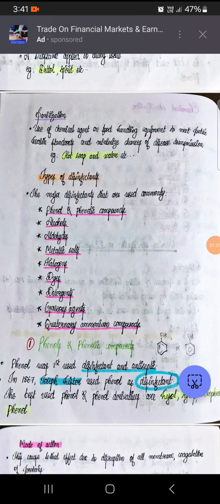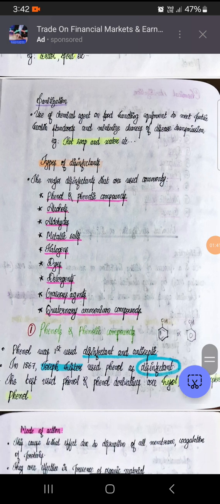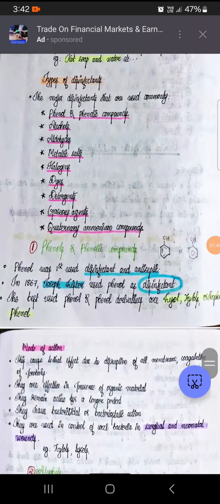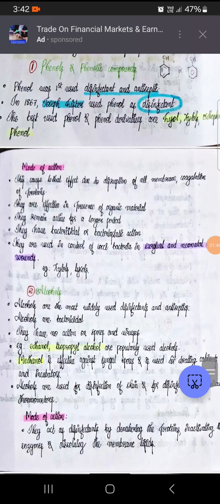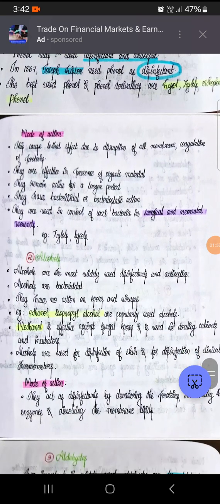Phenols and phenolic compounds. It was first used as a disinfectant and antiseptic by Joseph Lister. He is known as the father of antiseptic surgery. Then the mode of action. This causes a lethal effect due to the disruption of the cell membrane and coagulation of proteins. Example, xylols, lysols.